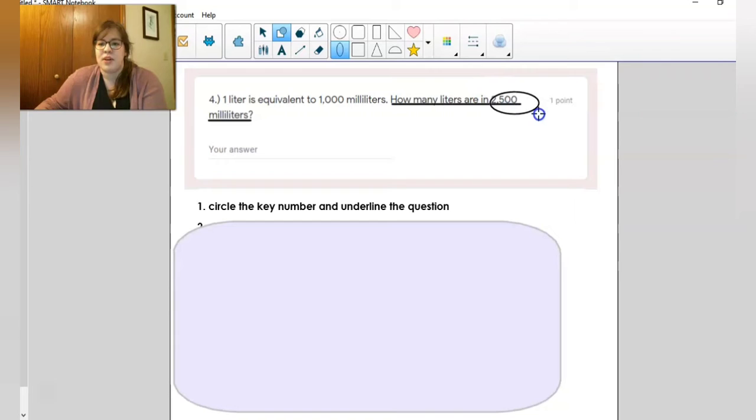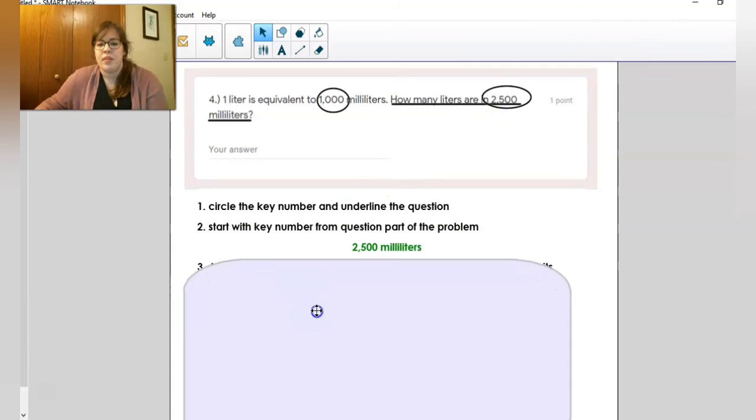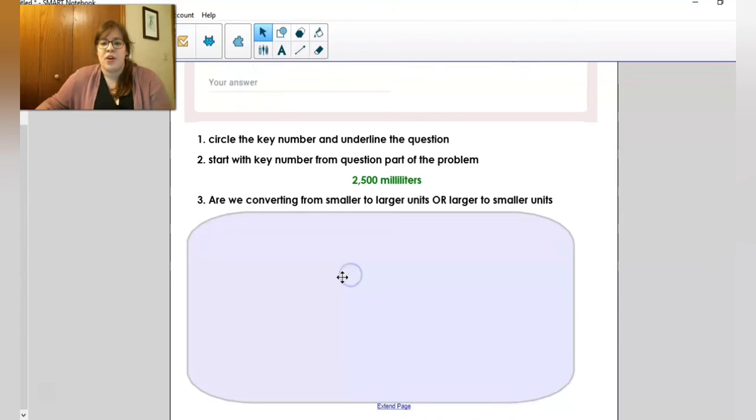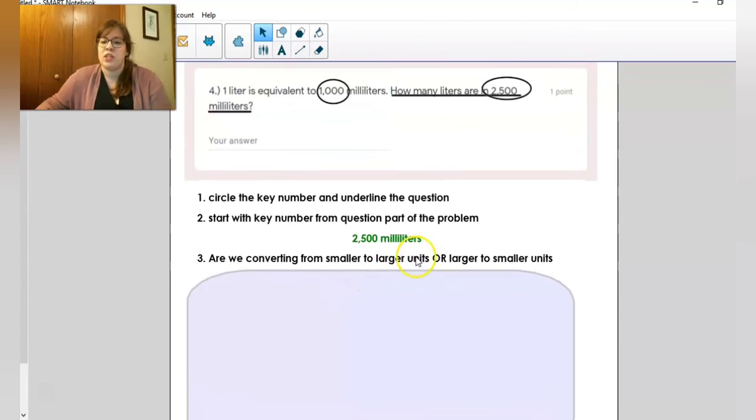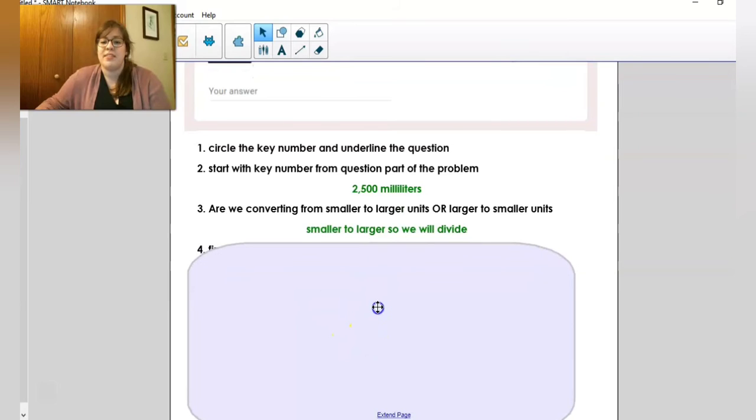And then I'm going to circle 1,000 milliliters and I'm going to circle 2,500 milliliters because those are the two numbers we're going to need. So then I start with the key number from the question part. I start with the 2,500 milliliters. I need to know, am I converting from smaller to larger? So I know I'm starting with the milliliters. Milliliters to liters is smaller to larger, so I'm going to be dividing.